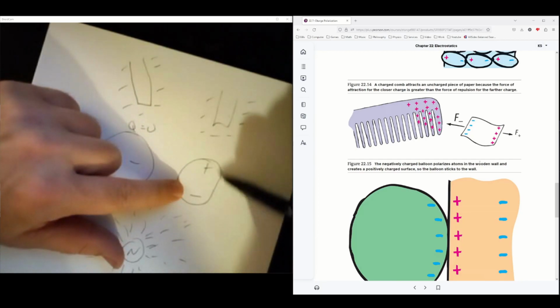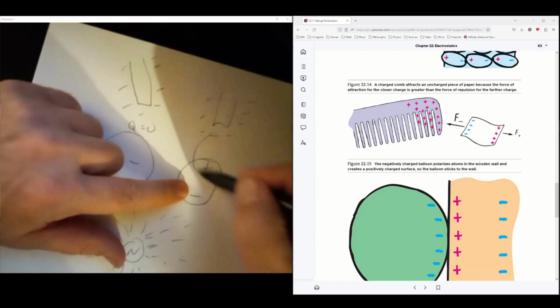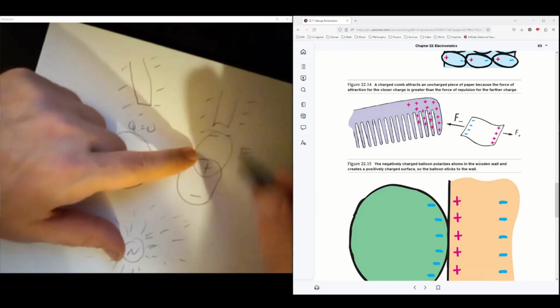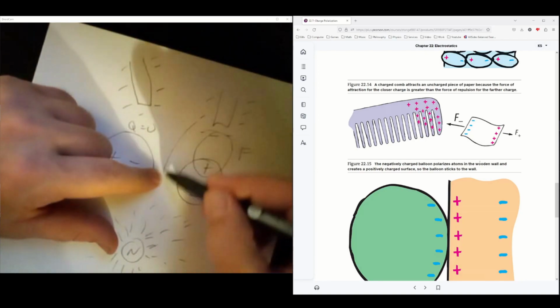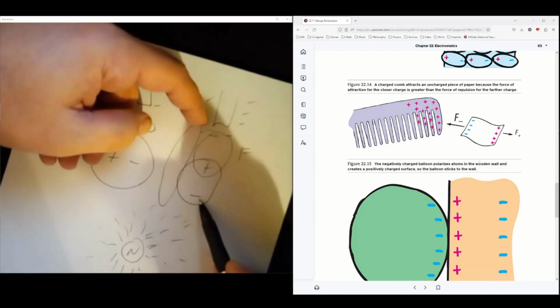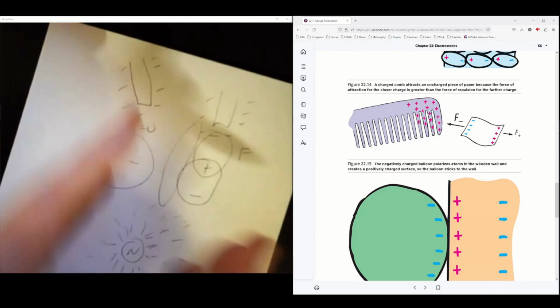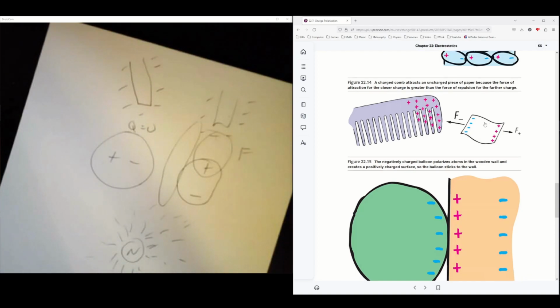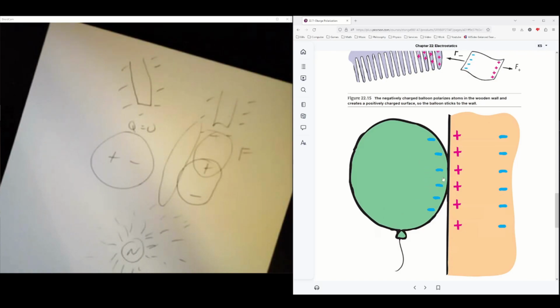Because when the particle polarizes, the plus and minus are closer. So this force is greater than the force of the negative and negative. And so then you get an attraction. And this is why a charged comb can attract very small pieces of paper, not a large one. And balloons, same deal.